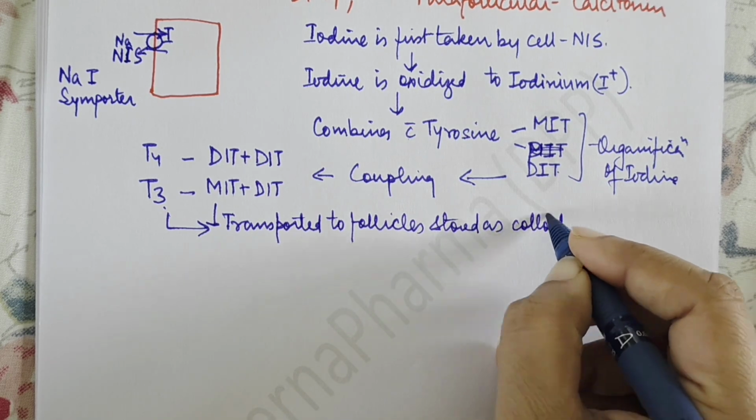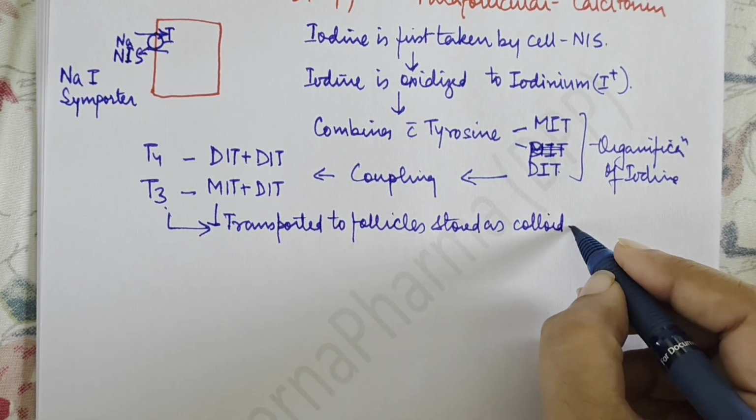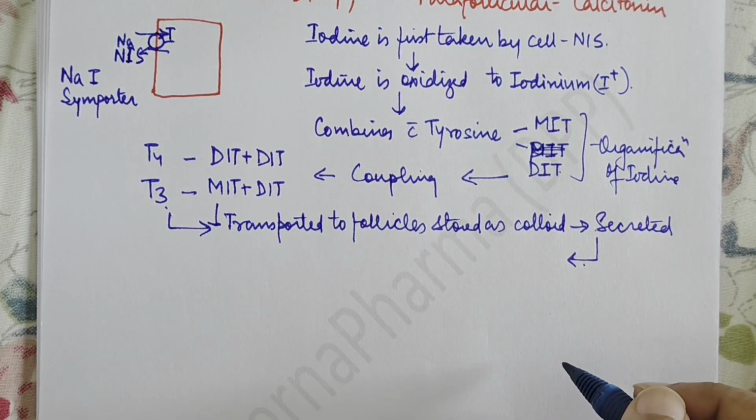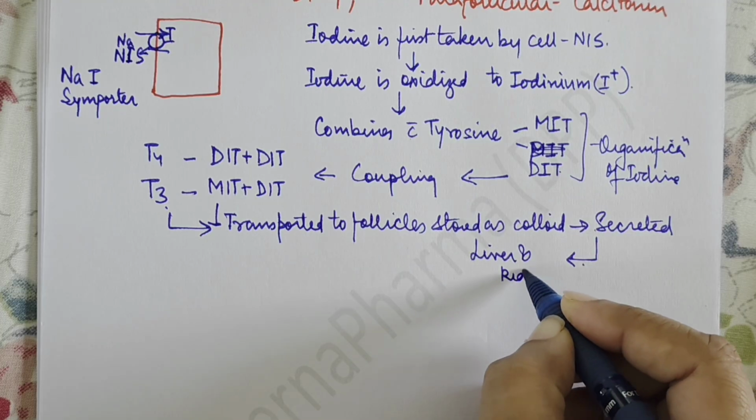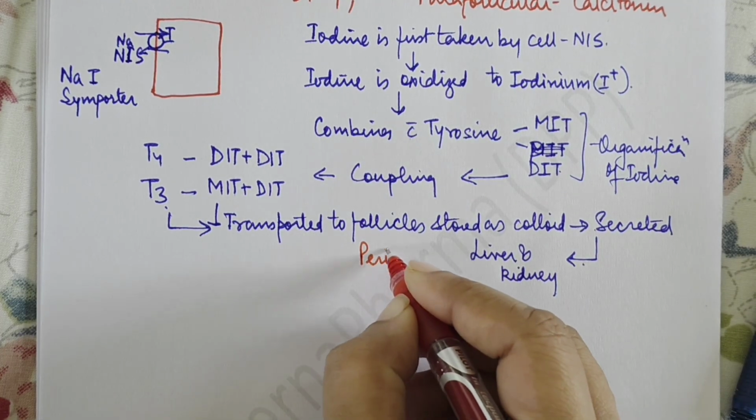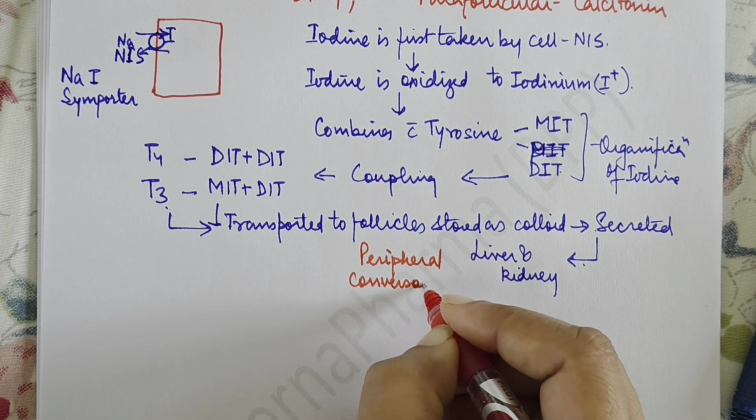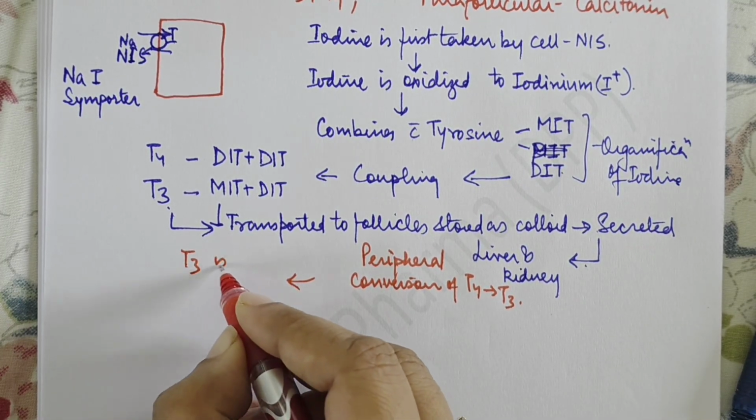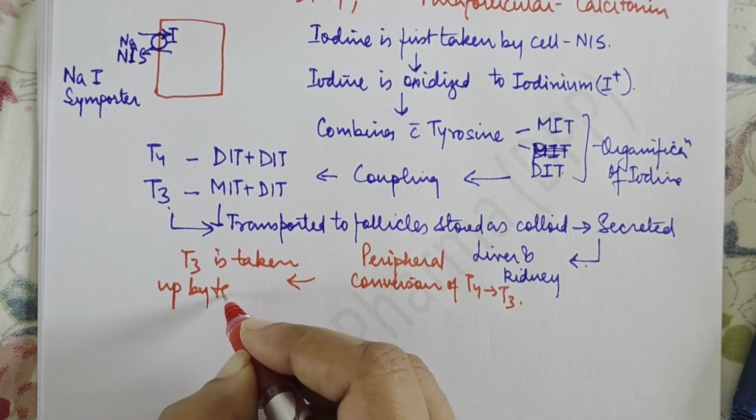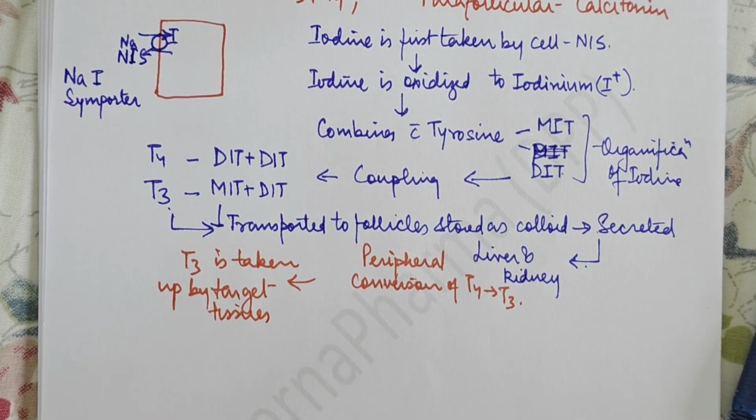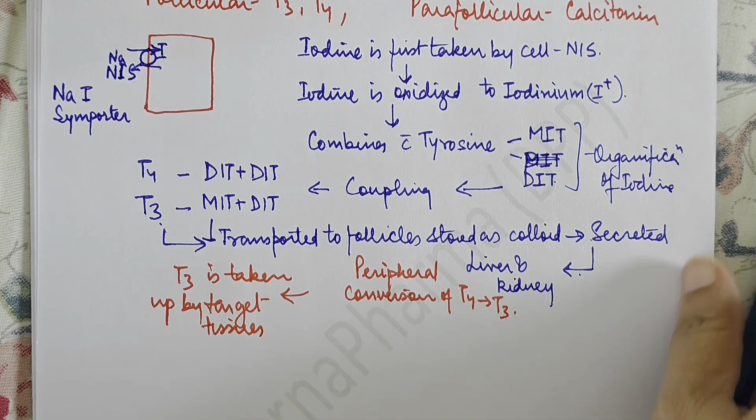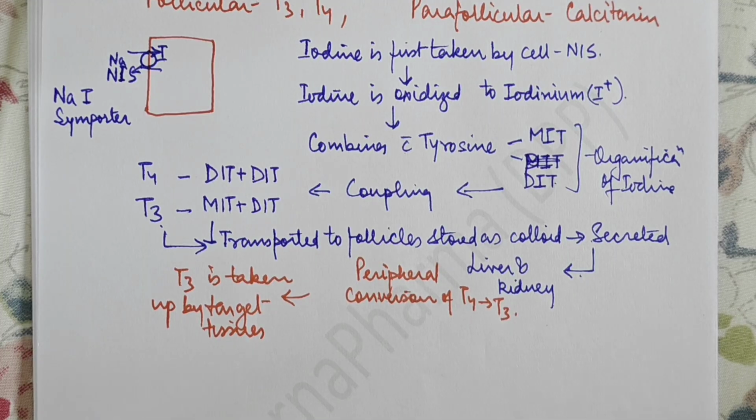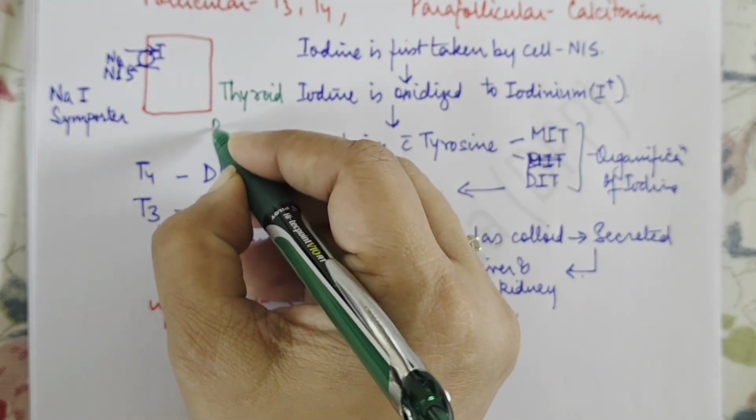Okay. Then after that, whenever there is a requirement, a signal is coming, then they move to the surface and then they are secreted. Once they are in the blood, then they are taken up by liver and kidney, and there another phenomenon occurs, that is peripheral conversion of T4 to T3 occurs, and then the T3 is taken up by target tissues, right? So this is the whole cycle of thyroid hormone. Now a very important thing, that all these reactions, oxidation, combination and coupling, are mediated by an enzyme, and that is called as thyroid peroxidase.